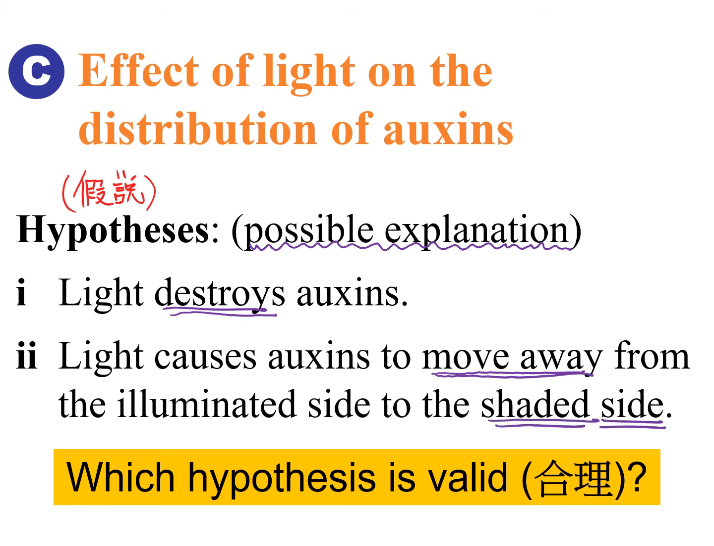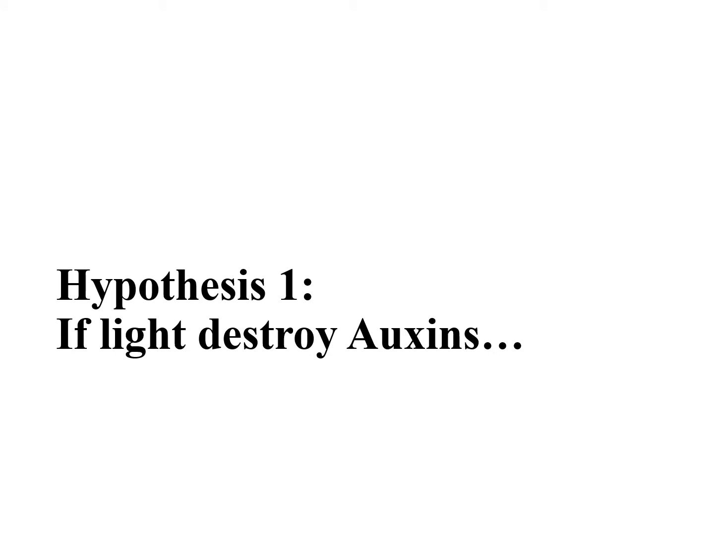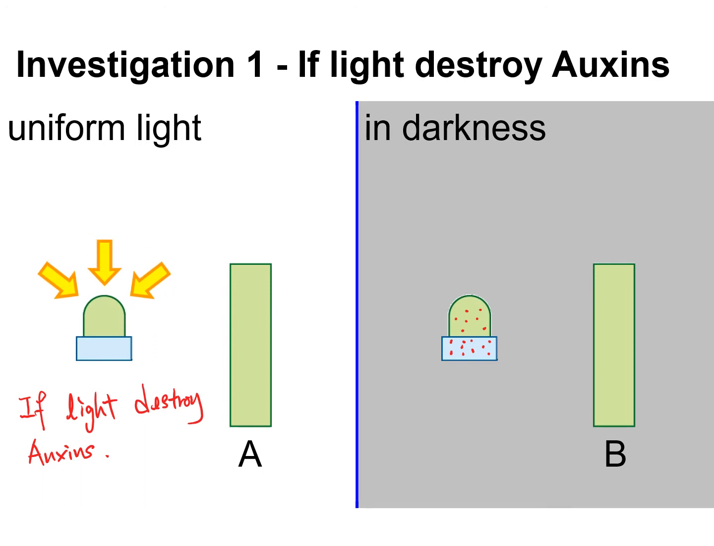Let's check. Case 1. If light destroys auxins, there are two setups, setup A and B. In both setups, we cut out the tip of the coleoptile and put it on top of an agar. If light really destroys auxin, then in setup A, under uniform light, there should be no auxin in the tip or in the agar. In setup B, it is in the darkness. Therefore, the tip should produce the auxin and the agar should contain the auxin as well.